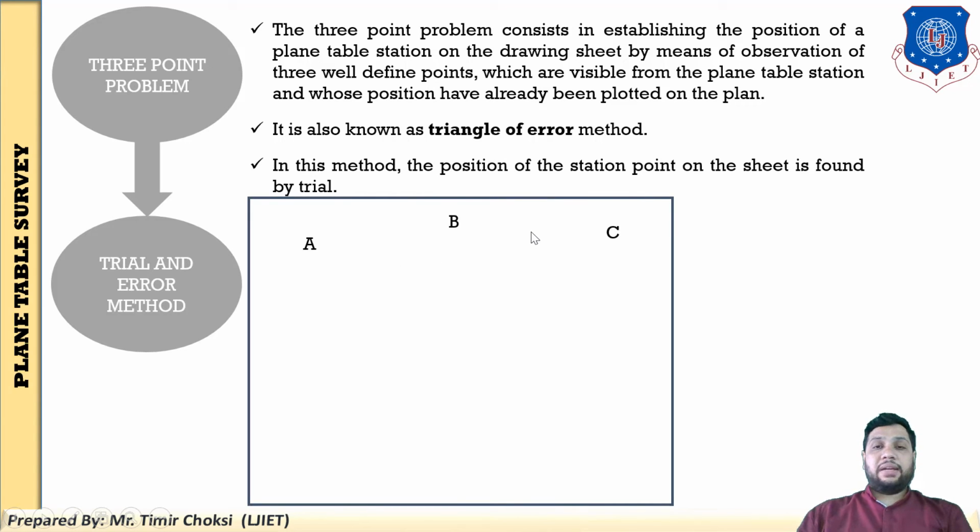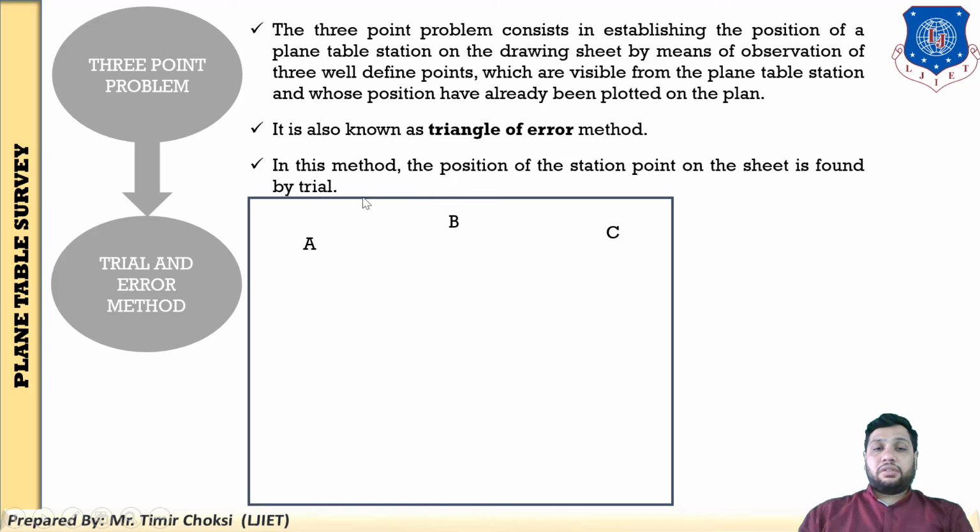Okay, you have to establish the new station. So how to establish the new station? The method name is the trial and error method. You do trial and error and establish the new station. It is also known as the triangle of error method, and the third name is Lehmann's method. So there are 3 names: the trial and error method, the triangle of error method, and third, Lehmann's rule, or Lehmann's method.